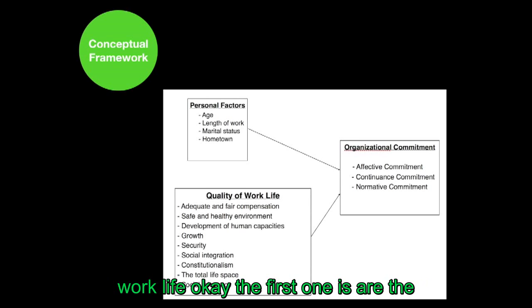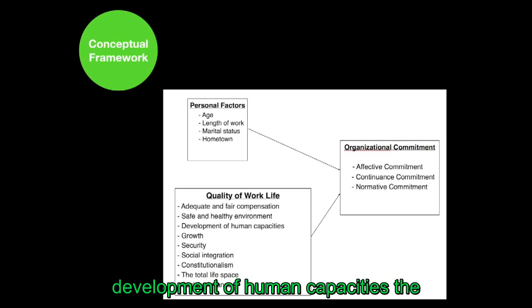Okay, the first component is adequate and fair compensation. The second component is safe and healthy environment. The third component is development of human capacities. The fourth one is growth. The fifth one is security. Next one is social integration. Next one is constitutionalism. And the total life space. And the last one is social relevance.